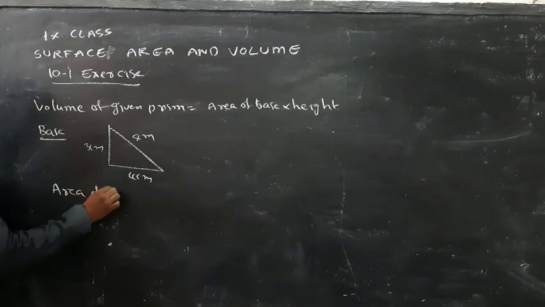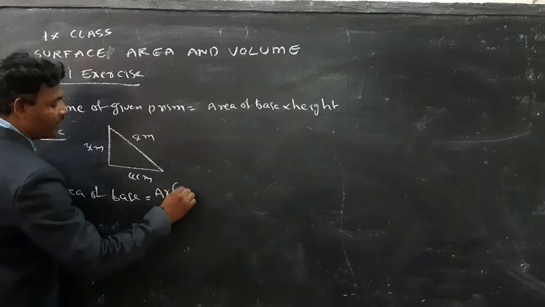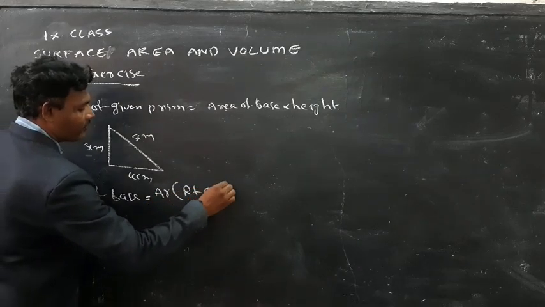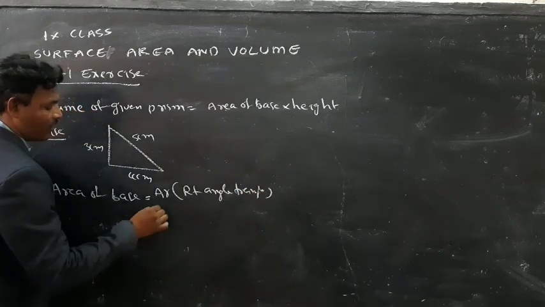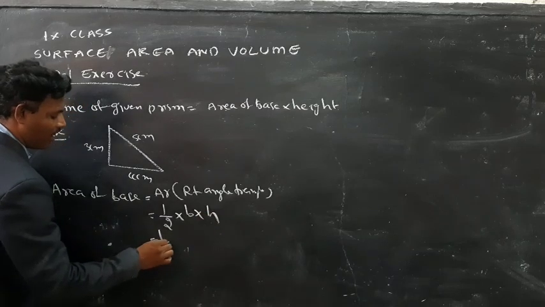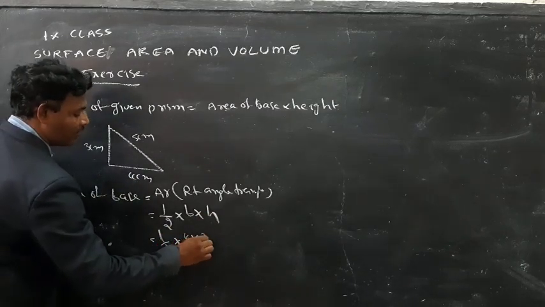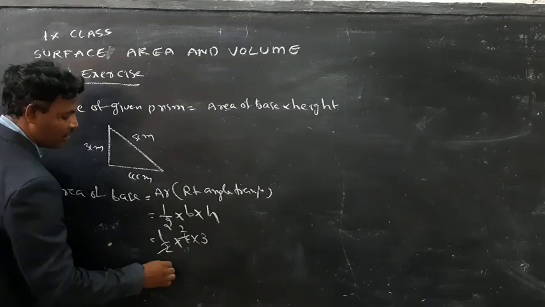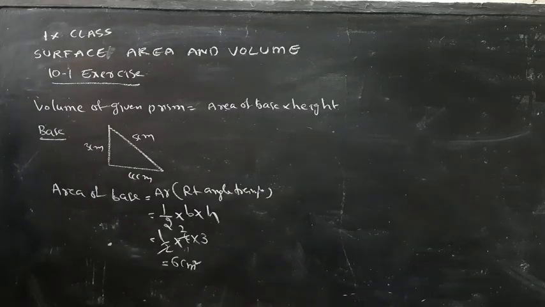Area of the base is equal to the area of the right angle triangle. What is the formula? Half into base into height. Half into, what is the base here? 4, into height, which is 3. 2 ones are 2, 2 twos are 4... how much is it? 6 centimeters square. The area of the base is nothing but the area of the right angle triangle.